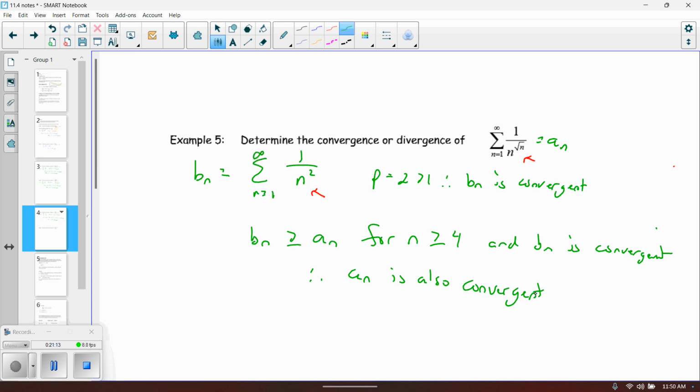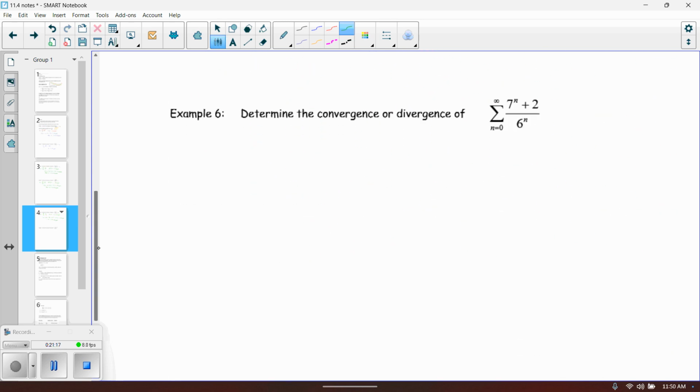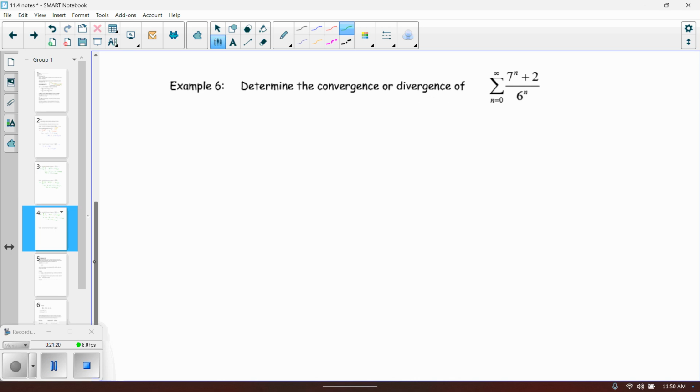All right, I think we got one more example, and then we'll come back with the limit comparison test. So determine the convergence or divergence of the sum of 7 to the n plus 2 over 6 to the n power. Again, your hypothesis should be, well, it looks like my numerator is going to be growing faster than my denominator because the dominant terms are 7 to the n and 6 to the n, and 7 to the n, of course, is going to grow faster than 6 to the n. So really, this should be approaching infinity, which means that it's going to be divergent.